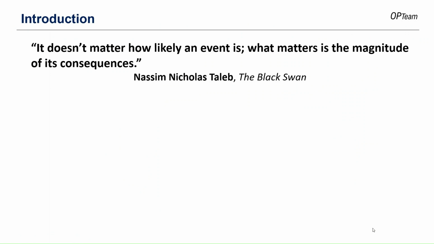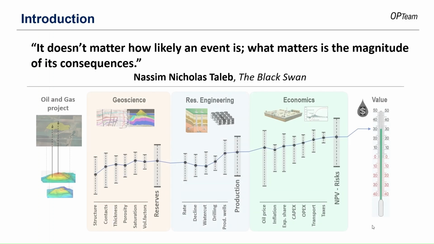Let's take a look. I want to start with a quote from Nassim Taleb, an options trader and probably one of the most recognized experts on randomness and uncertainty. It doesn't matter how likely an event is. What matters is the magnitude of its consequences. That idea applies perfectly here.